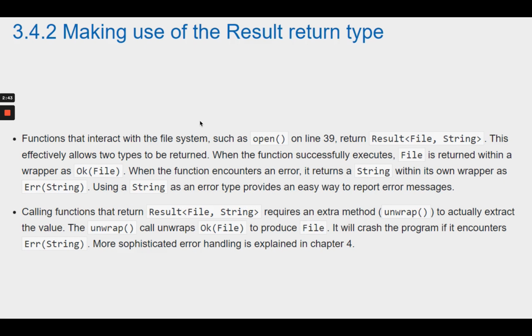Calling functions that return Result<File, String> requires an extra method, unwrap, to actually extract the value. The unwrap call unwraps Ok(File) to produce File. It will crash the program if it encounters Err(String). More sophisticated error handling is explained in Chapter 4.